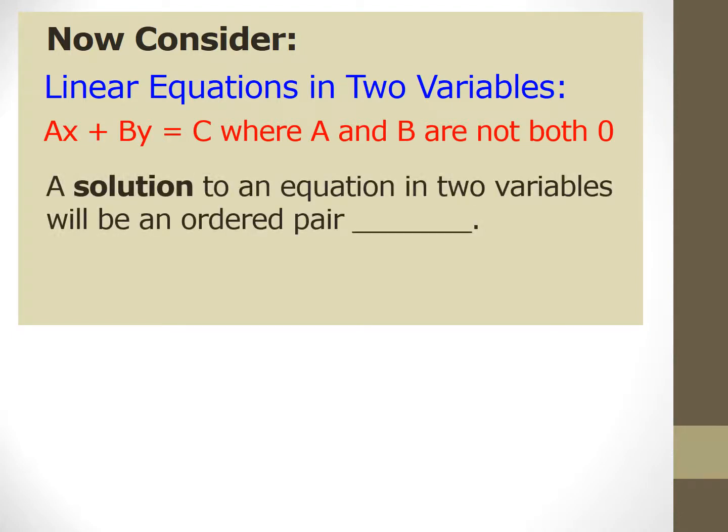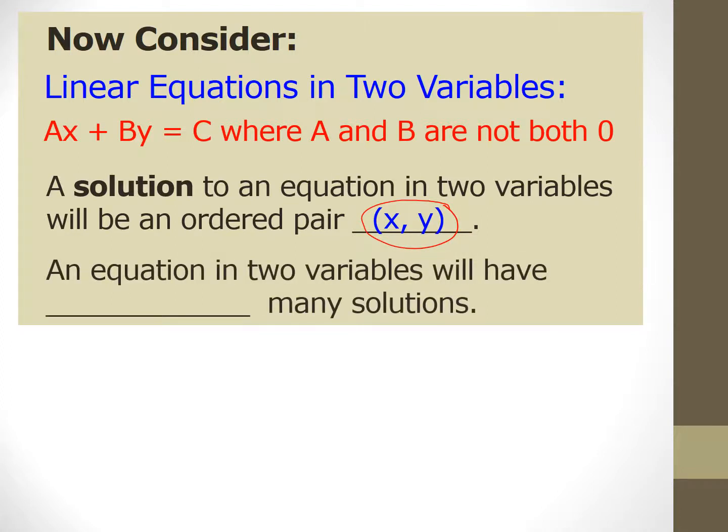In this form, a solution to this type of equation in two variables will be an ordered pair. In other words, since we have two variables, x and y, together there'll be a value for x and a value for y that makes this equation true. So they're always going to be written in ordered pair form, both x and y together. We'll see plenty of examples here today. And since we have a different looking solution, an equation in two variables will have infinitely many solutions.